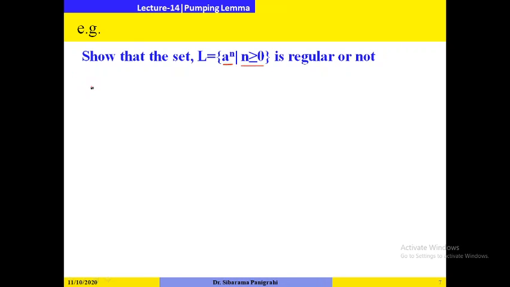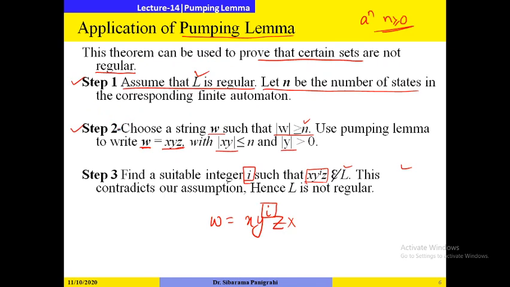So in step number 1, what I will do is assume that L is regular. So I have assumed that L is regular. In step number 2, what I will do is choose a string w.